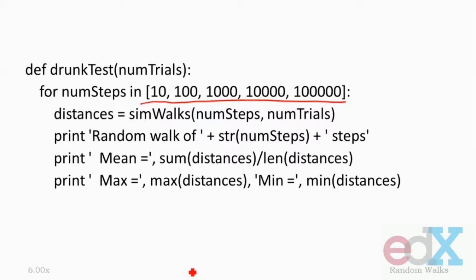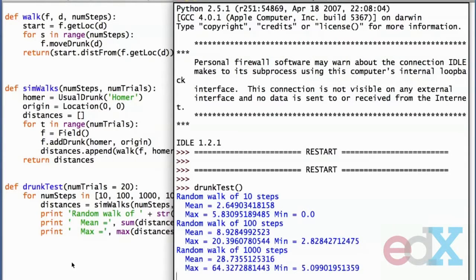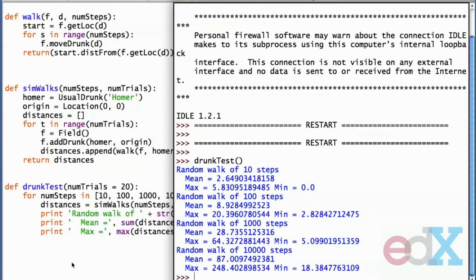All right, let's go back over here to our idle window and actually run this. All right, we'll run drunk test. Default number of trials is 20. That seems good enough. We'll let it rip. Now if we look at it, we got some distances. And interestingly, we see that indeed, as our intuition had instructed us in the previous segment, the more steps, the further the drunk seems to be from the origin.